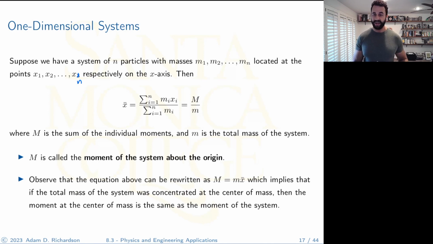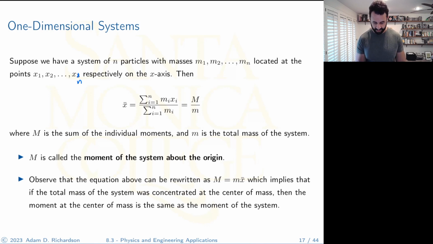Then the center of mass is going to be just a generalization of the formula we saw a moment ago. It'll be adding up all the moments and then dividing by the sum of all the masses, which is the total mass. There you go. So capital M is the sum of all the moments. Little m is the total mass of the system. And capital M here is actually what's called the moment of the system about the origin. So the moment of the whole system.